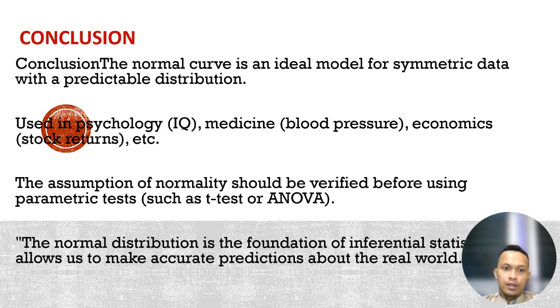Conclusion: the normal curve is an ideal model for symmetric data in predictive distribution used in psychology and medicine. The normal distribution is the foundation of inferential statistics, allowing us to make accurate predictions about the real world.